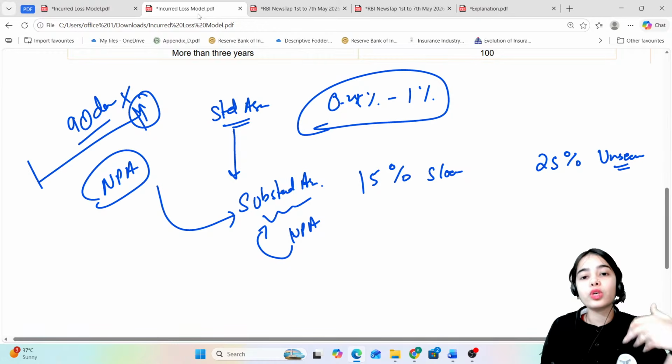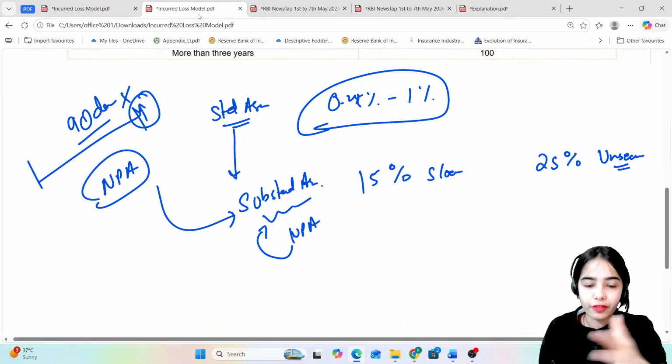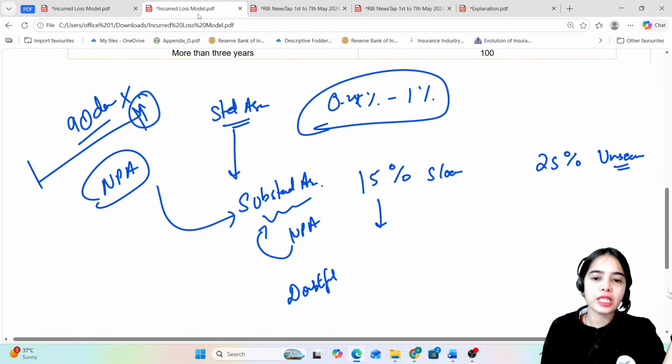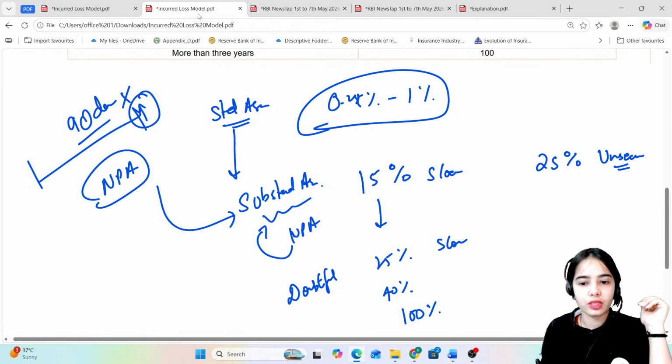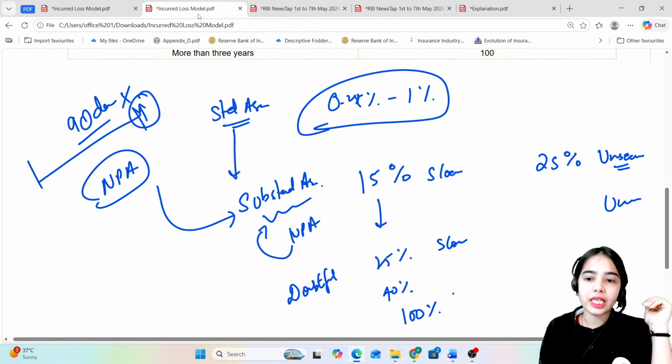Then when the loan goes into the doubtful category after 12 months, the provisions are increased. In the secured loan, provisions are increased from 15% to 25% to 40%, and directly then 100%. In the unsecured category, from 25% directly to 100% provisions.